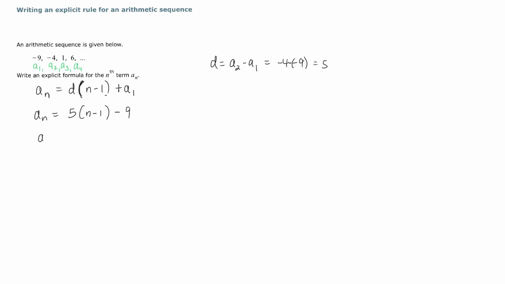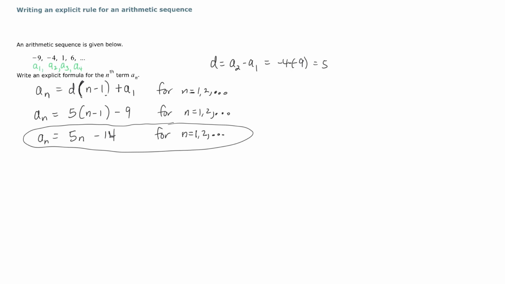And let's simplify this function. I apologize, I should have stated the domain. Domain's very important. And we have 5n, subtract 5, subtract 9, which is subtract 14. Once again, the domain is n equals 1, 2, and so on. Now that's it. We just needed to find the explicit formula. There it is. There's your equation, and there's your function.